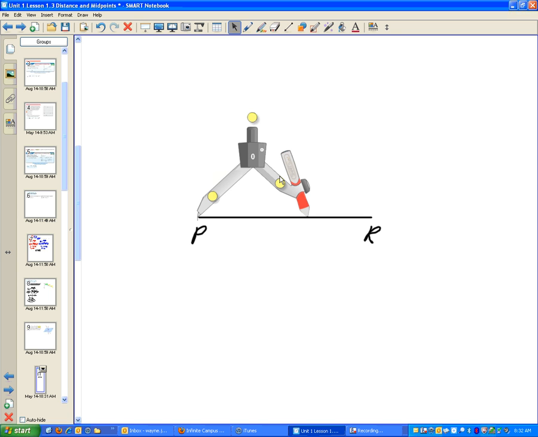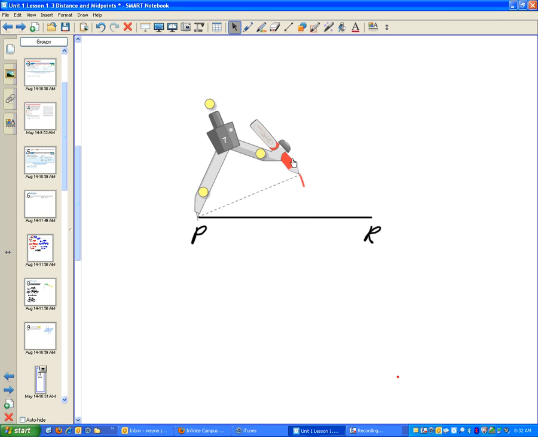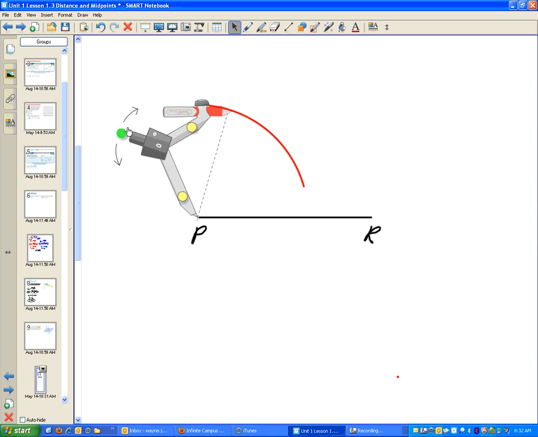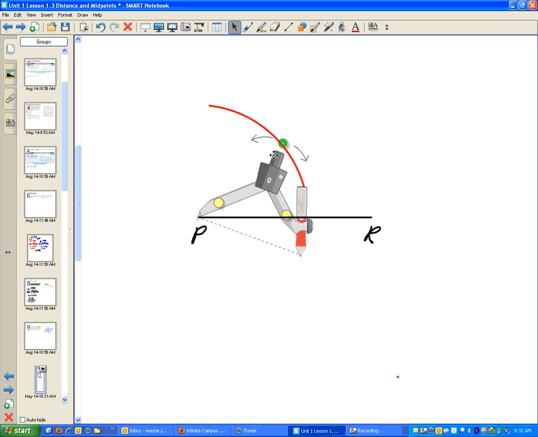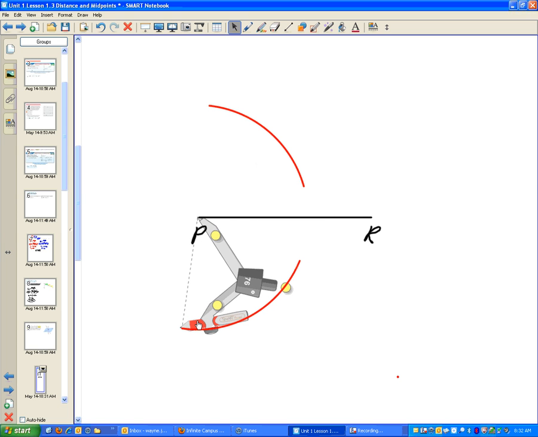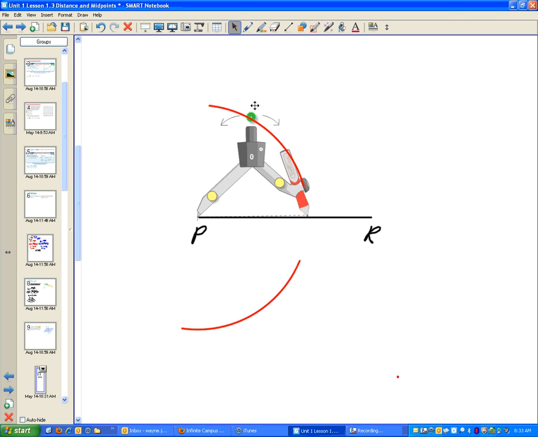And then what I'm going to do is I'm going to come up here. Actually, not very far. I'm going to make an arc above segment PR. Then I'm going to twirl it around. And I'm going to make an arc below segment PR. Okay? Everybody got that?